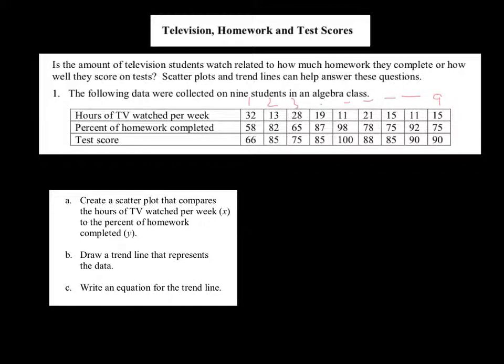If we take a look at, say, student 3, they watched 28 hours of television, completed 65% of their homework, and got a 75 on a test. And just for the record, that's 28 hours in a week. That's a lot of television. Okay, so first, let's set up our scatter plot.